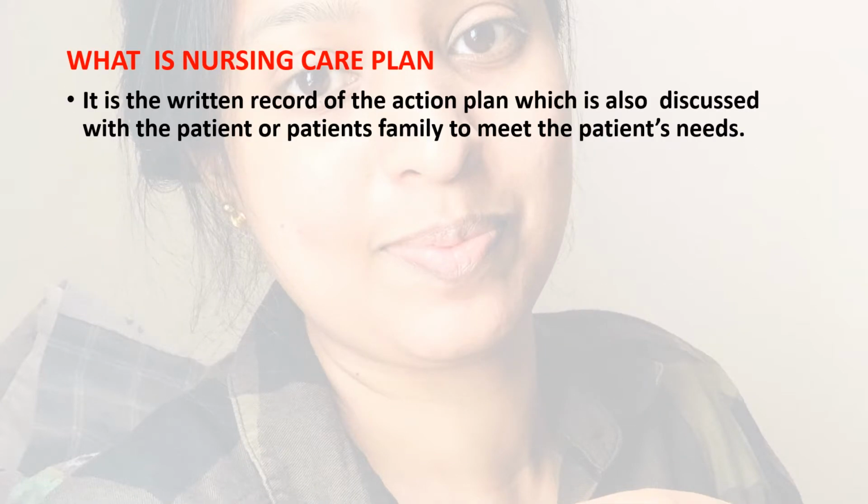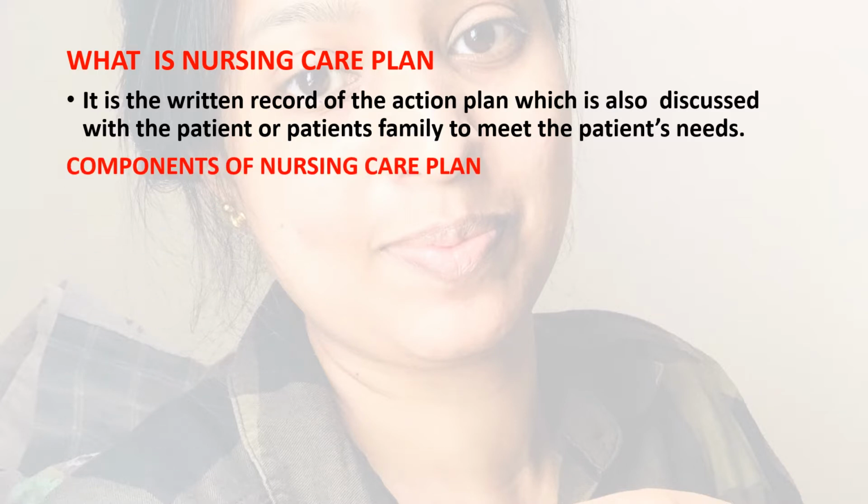So what is a nursing care plan? A nursing care plan is the written record of the action plan, which is also discussed with the patient and his or her family, to meet the needs of the patient. It is a written record of what we are going to do to improve the condition of the patient. Writing those things in a written form is known as a nursing care plan.